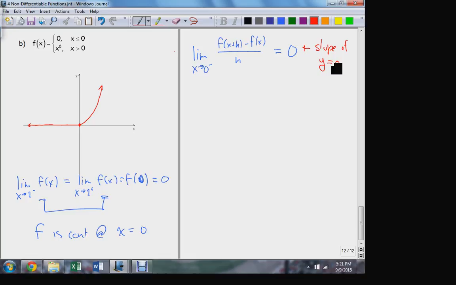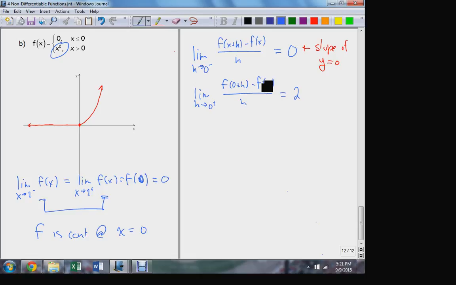Okay, what's the slope from the other side? Well, from the other side, I'm on this branch. I'm on the branch x squared. What's the derivative of x squared? 2x. So that's going to be, actually, this isn't x, this is supposed to be h. And actually, I do want x to be 0 here. That's what I'm doing. I'm looking at the point 0. So I'm measuring the slope of this curve at the point where x is 0.